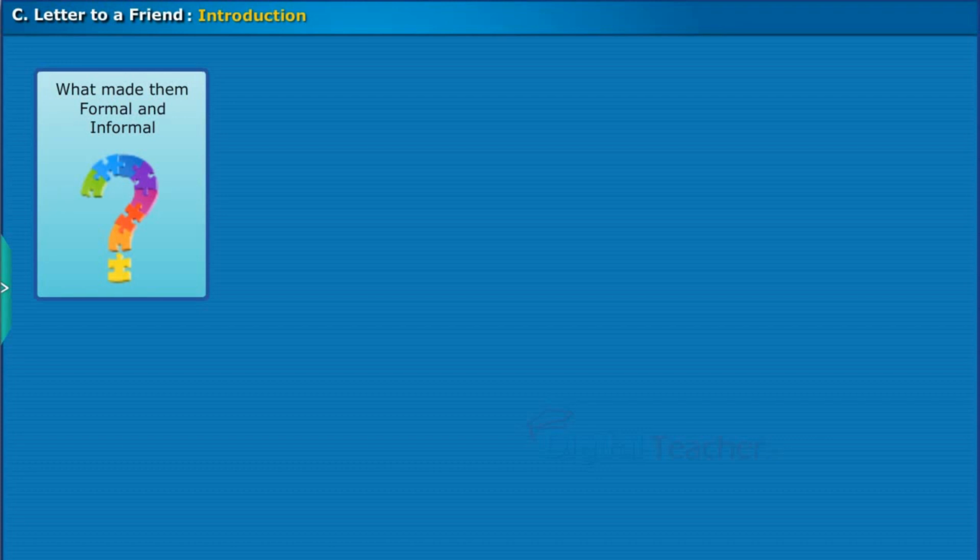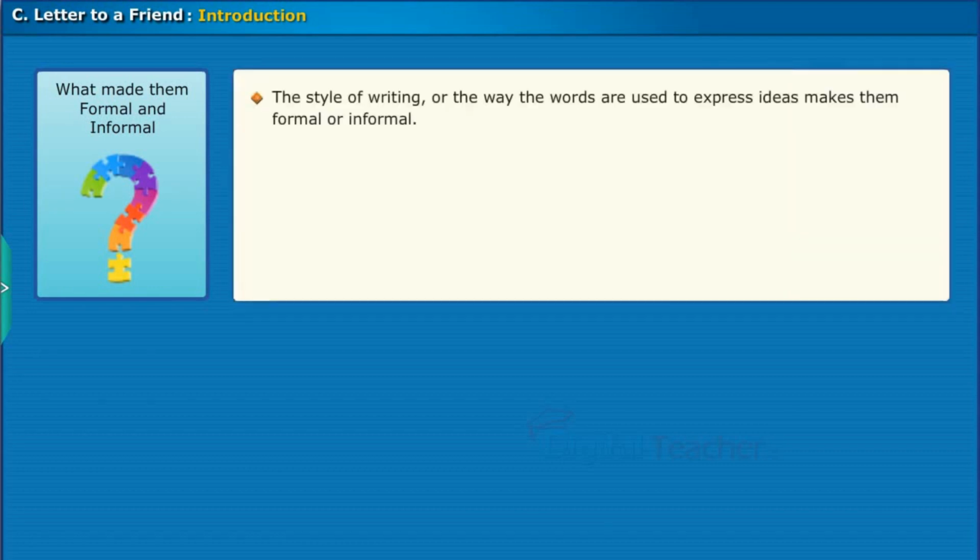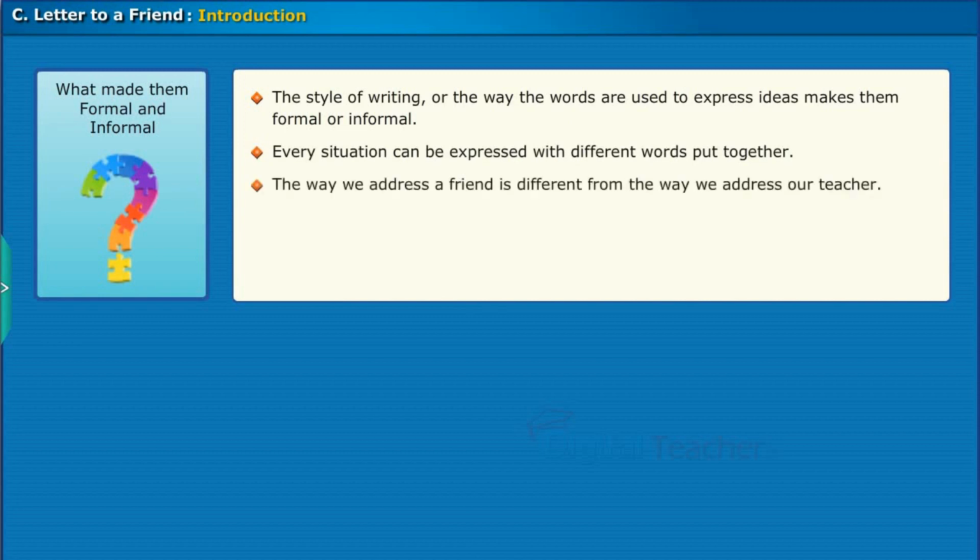Let us now see the differences between formal and informal letters. The style of writing, or the way the words are used to express ideas, makes them formal or informal. Every situation can be expressed with different words put together. The way we address a friend is different from the way we address our teacher. Based on the occasion, the tone, vocabulary, and syntax change.